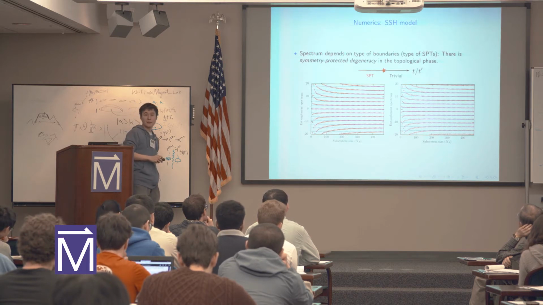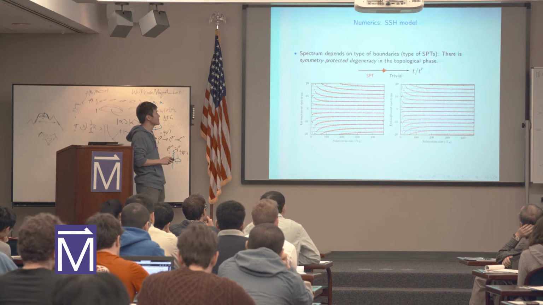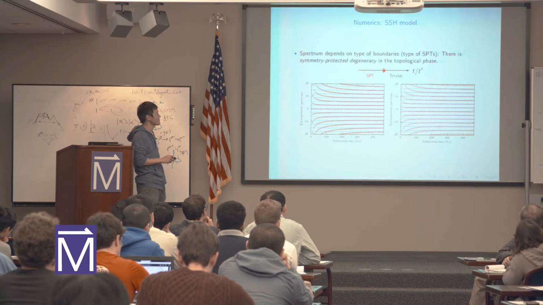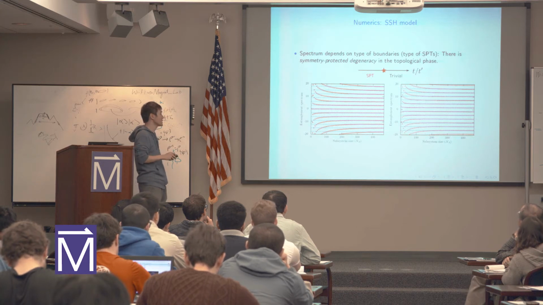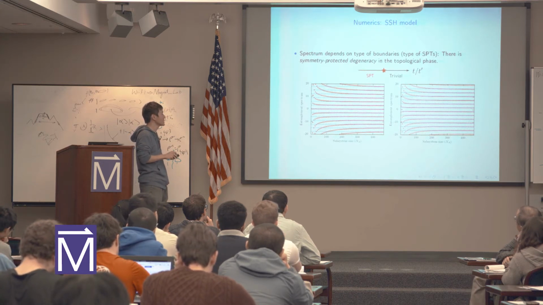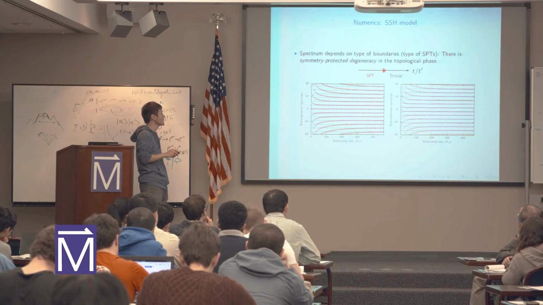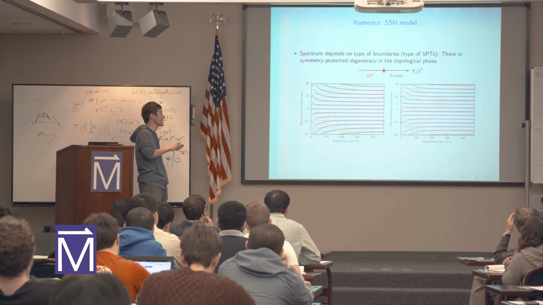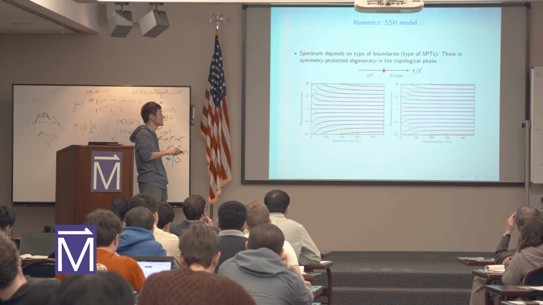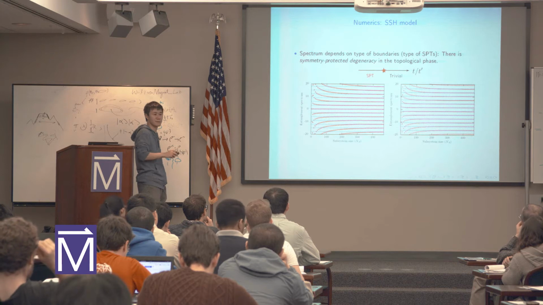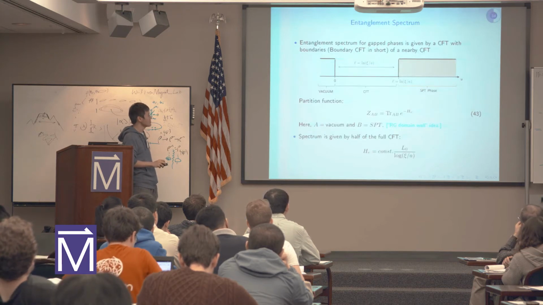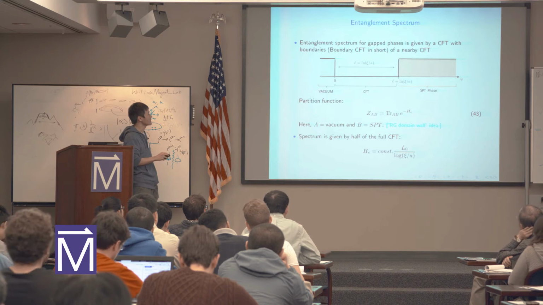Okay. We can also see a distinction between two phases in the SSH model. One is the SPT phase, and the other is trivial phase. And as we discussed yesterday, the distinction between two phases shows up as the presence of the zero mode. So in the SPT phase, there is a zero mode. So that means in terms of many body spectrum, every level is doubly degenerate, whereas there's no zero mode in trivial phase.